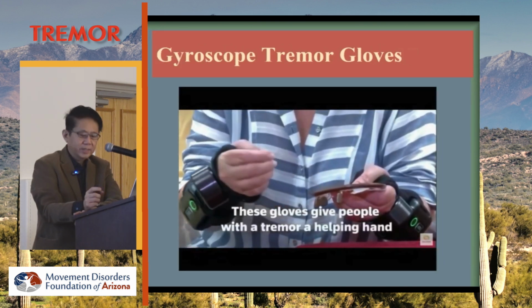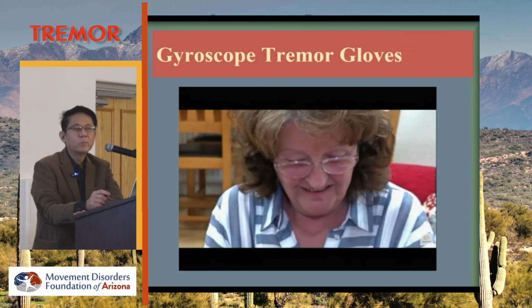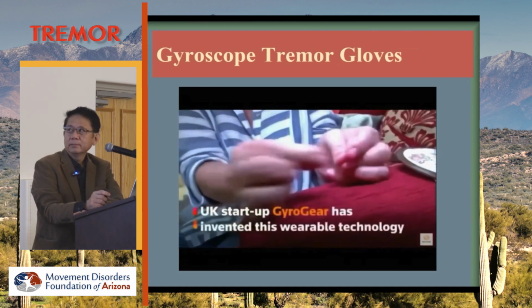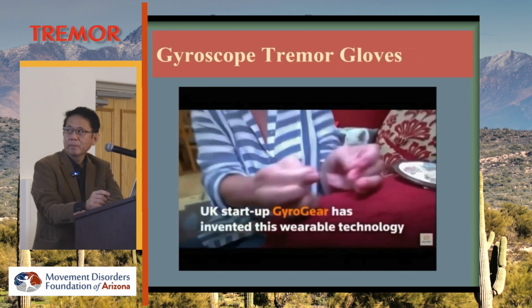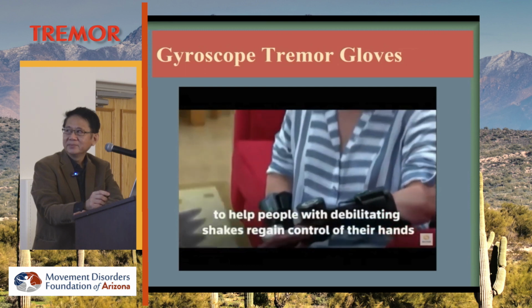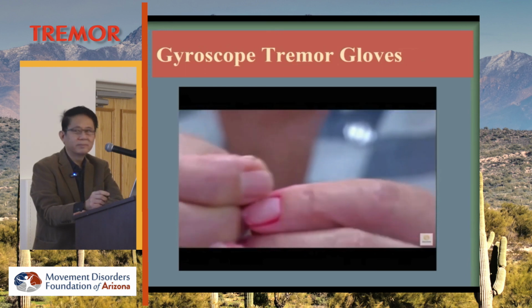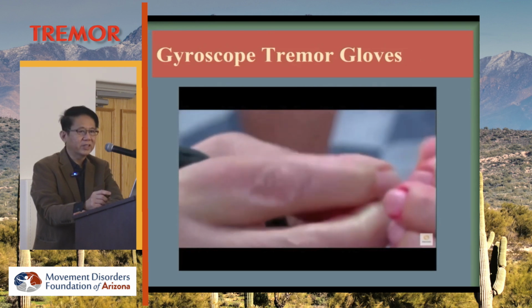Okay, this is more fancy. This is available in the UK. It's called a gyroscope tremor glove. First you see her trembling. I got this from YouTube. I don't think this is available in the US though, although you can contact them directly.